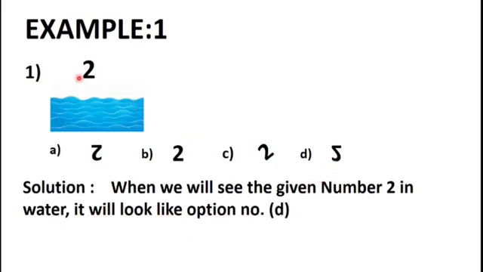How? We can see here this top part will become bottom part and bottom part will become top part. Okay, and it will look like this and it is in option number D. So here we will write its answer. Option number D is correct. Understood beta? Now we will do one more example of it.